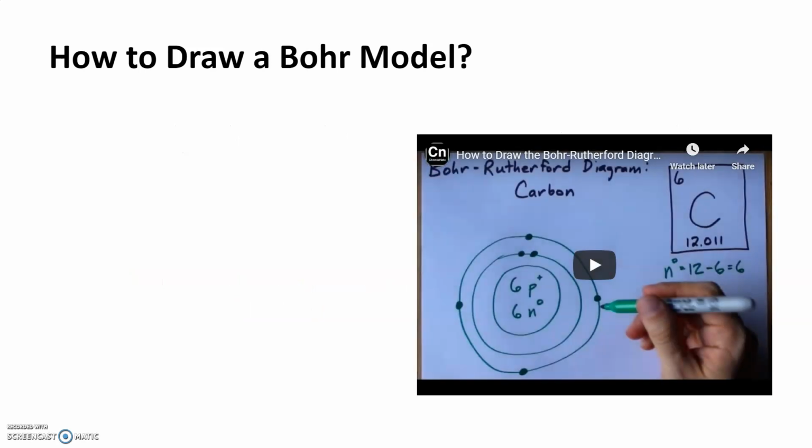Okay. So now we want to think about how do we draw a Bohr model. So I've embedded this video for you. I want you to follow along and draw this Bohr model in your notes as this guy is drawing the Bohr model. Okay, so take a minute and draw this Bohr model along with our guest lecturer.